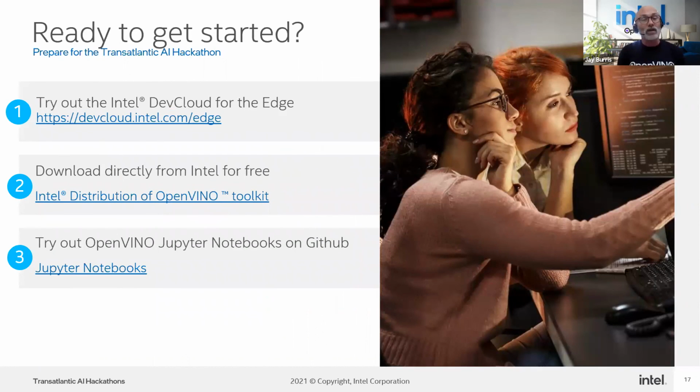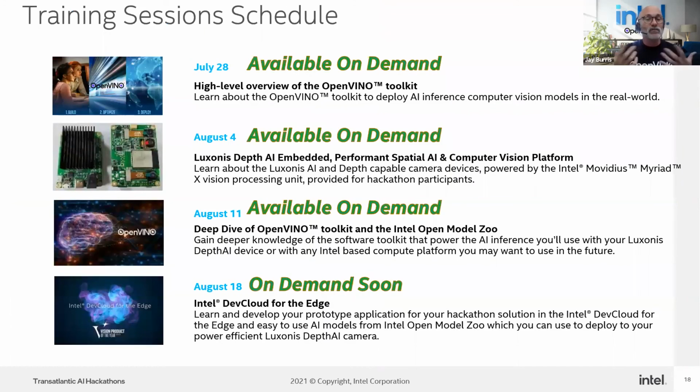And your homework really is, you're ready to get started. Number one, try out Intel DevCloud for the Edge. Also, download OpenVINO directly to your local PC. And so try out both environments. And try out OpenVINO Jupyter notebooks, as well as try out Luxonis's DepthAI experiments. So again, re-review our webinars if you need to. We're looking forward to communicating with you through Slack and seeing the projects that you develop.